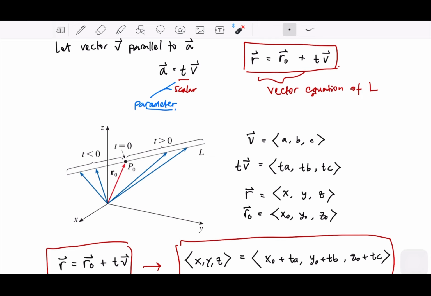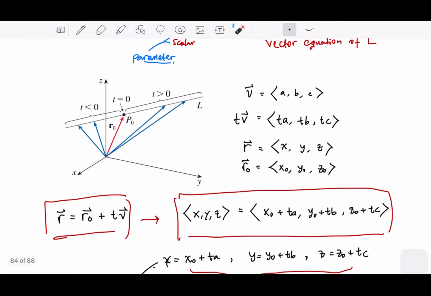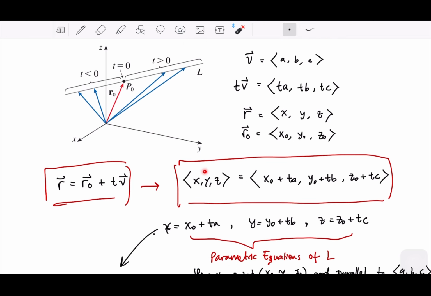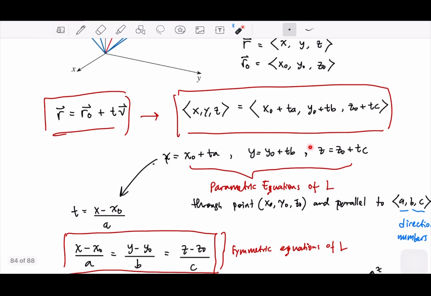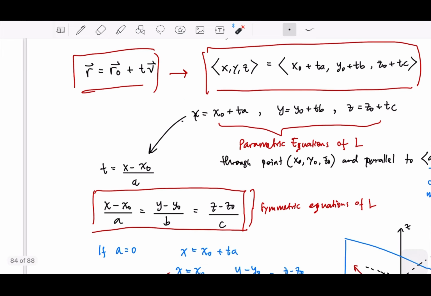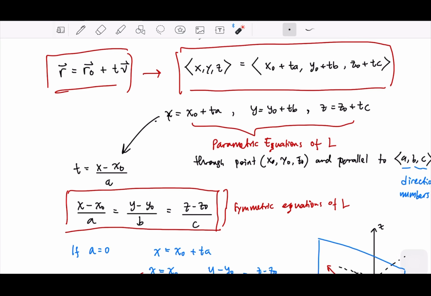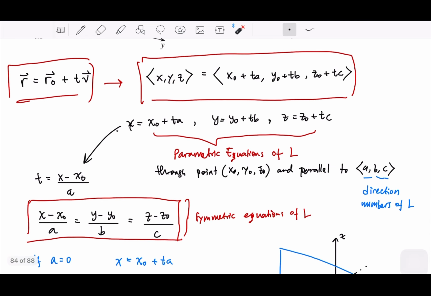Now we can describe the line in terms of position vectors, and we vary T, and we can describe the general form in a more expanded form, which gives the parametric equations. If we look here, x0 plus a times T, and we can solve for T and get another form, which we call the symmetric equation of L. What's important is that all these forms are based on the direction numbers A, B and C. A, B, C is the key.